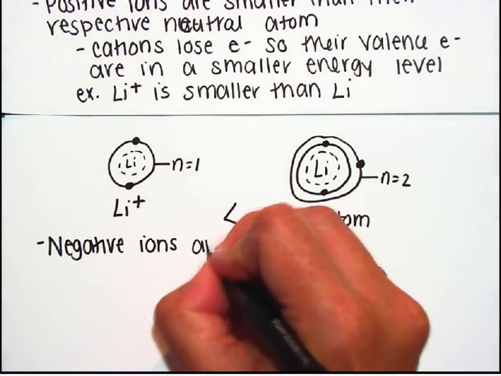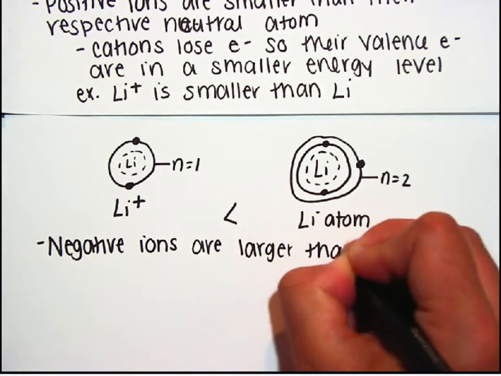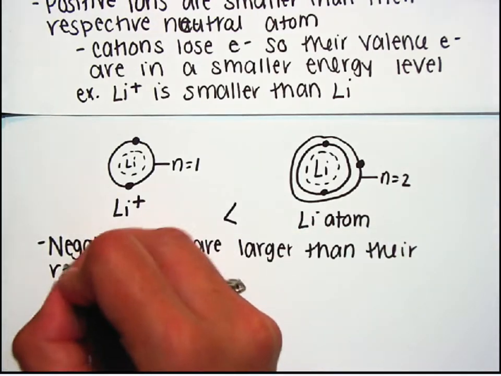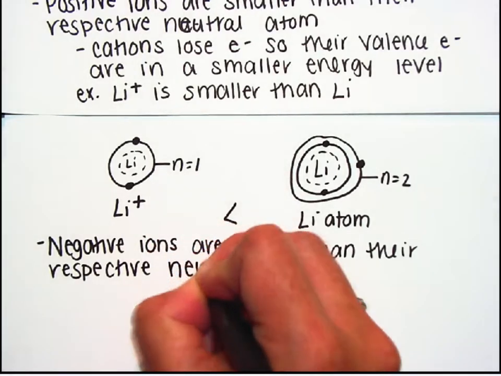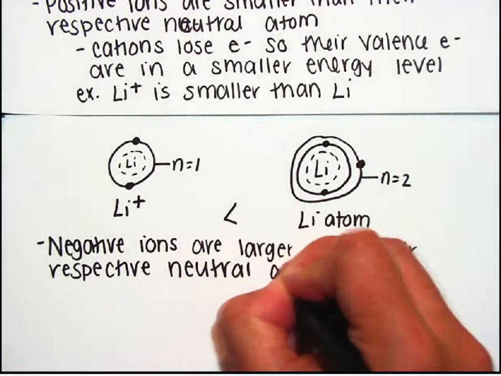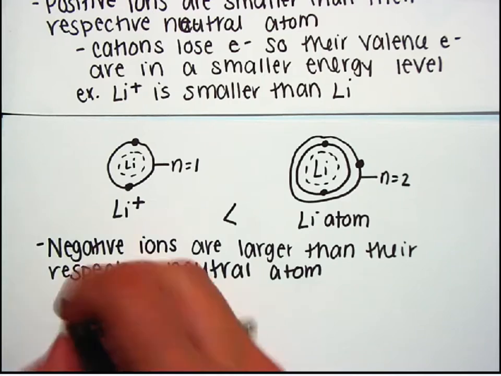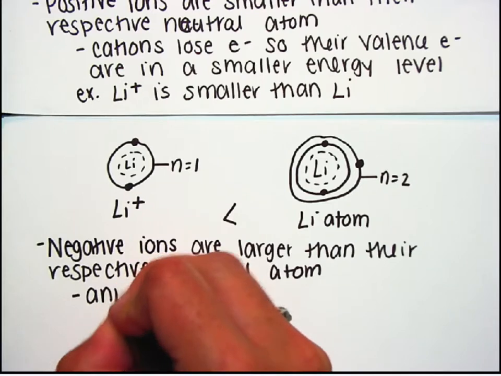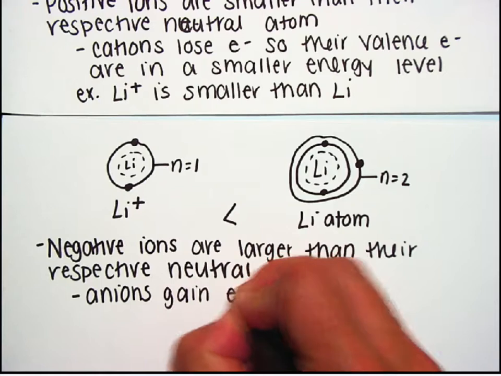Negative ions are larger than their respective neutral atom. Well, cations lose electrons. Anions gain electrons.